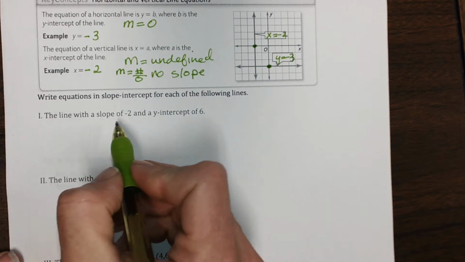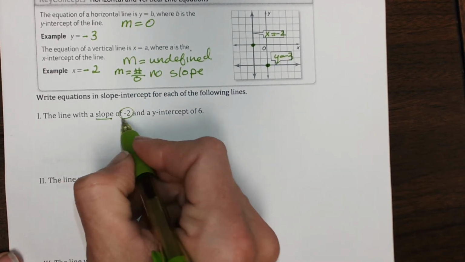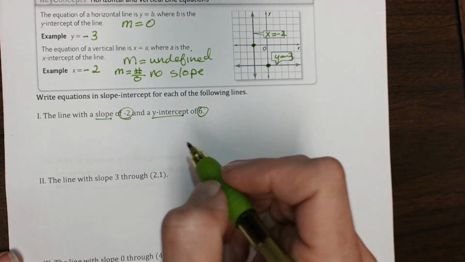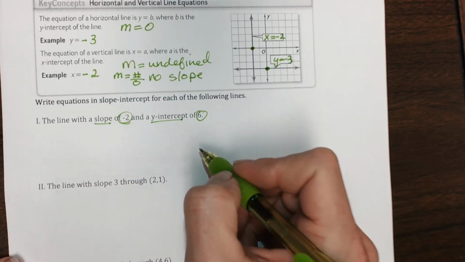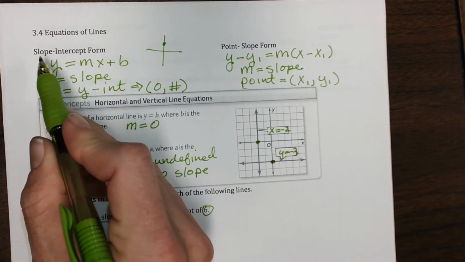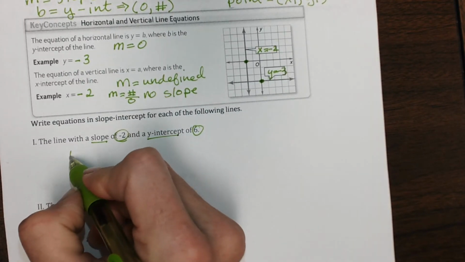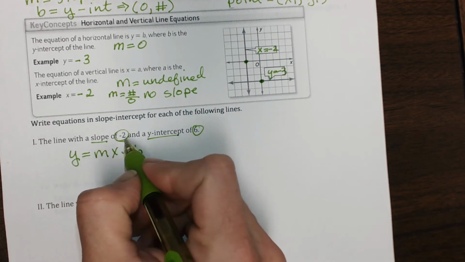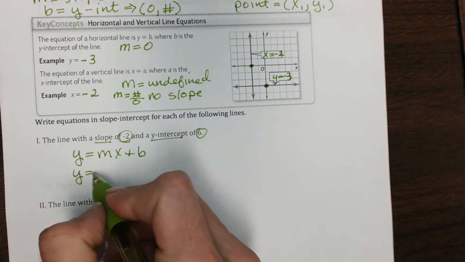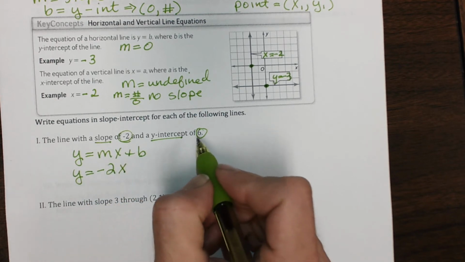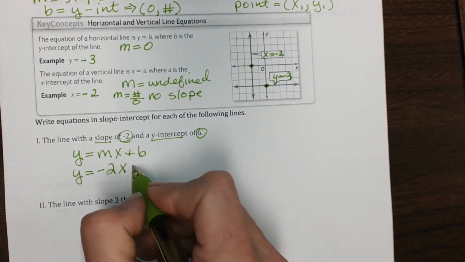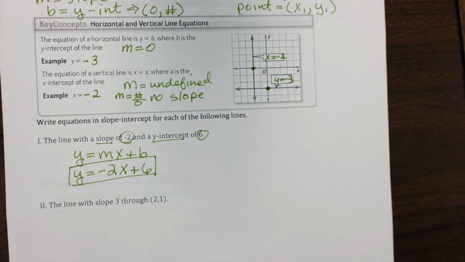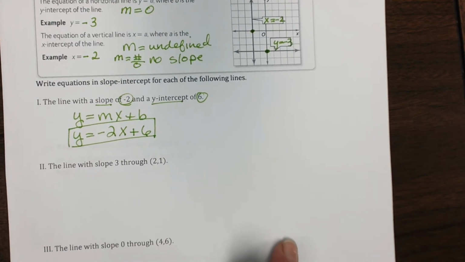All right, so here I have a slope of -2 and a y-intercept of 6. If I have a slope and an intercept, then I can use slope-intercept. So I've got y is equal to mx plus b. We know that m represents slope, so y is equal to -2x. And then my intercept is 6, so I'll write plus 6. And that's it. That was an easy one, right? When we're given the slope and the intercept.